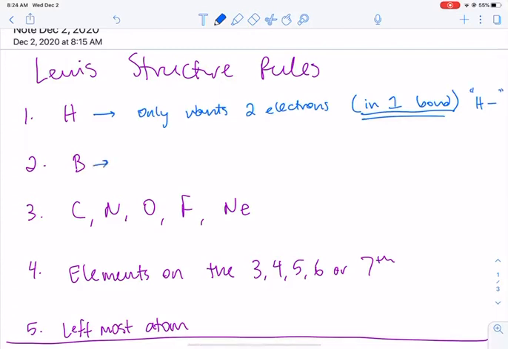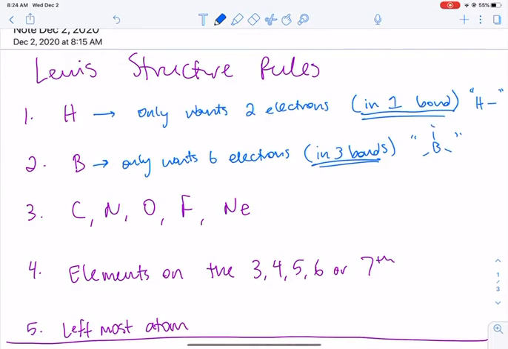Boron only wants 6 electrons. So it should be in 3 bonds. It should look something like this, right, where other atoms are at the ends of these bonds. So never put more than 1 bond with hydrogen, never put more than 3 bonds with boron.